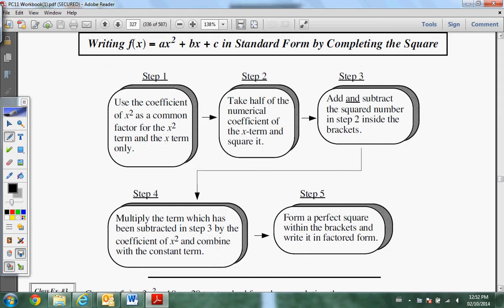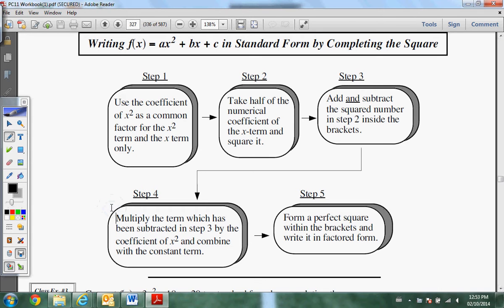Okay, so from general form to standard form. Use the coefficient of x squared as a common factor. Now, we are going to do some where a is not just 1, and it's going to make us have one other thing to account for, okay? So follow the rules here. Use the coefficient of x squared as a common factor for the x squared term. Take half to get to the same step. Take half, add and subtract to both sides. Multiply the term which has been subtracted in step 3 by the coefficient of x squared. So step 4 and step 1 are related.